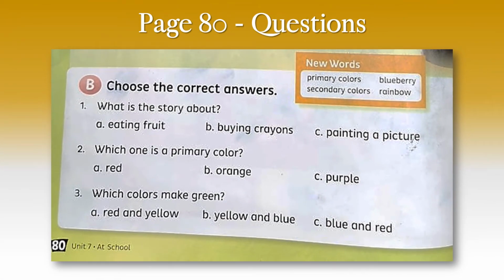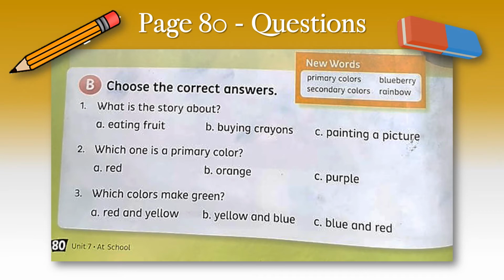So we've looked at the story. We've checked out the new words. Now it's time to ask and answer the questions in Part B. So Part B, you will need a pencil and maybe an eraser. Part B is choose the correct answers. So I am going to read the question and I will read the three answers. Are you ready? Okay, let's go.